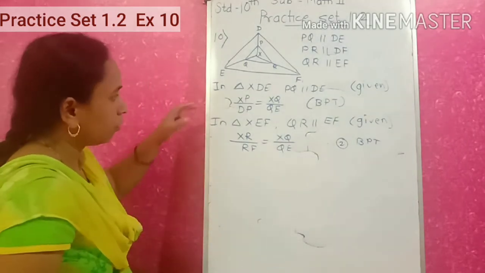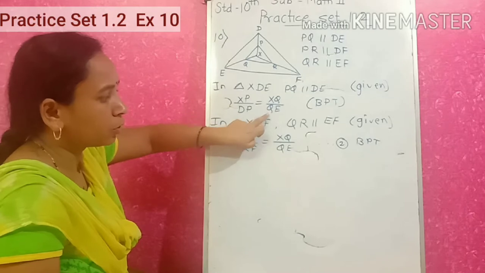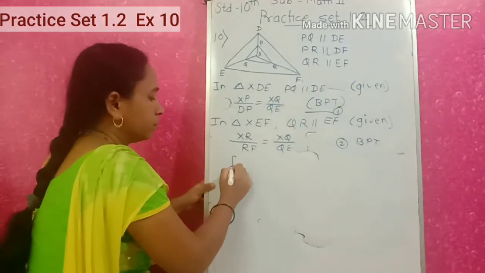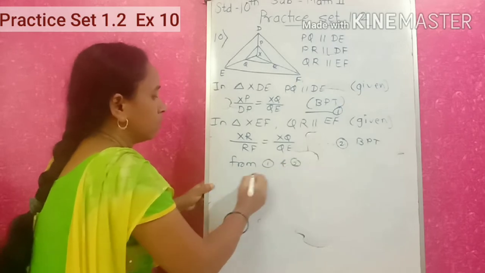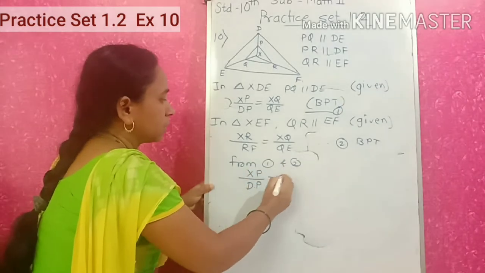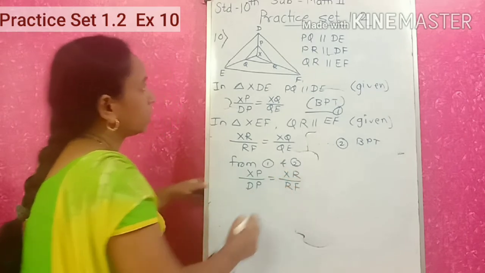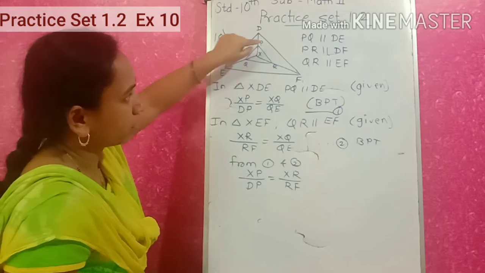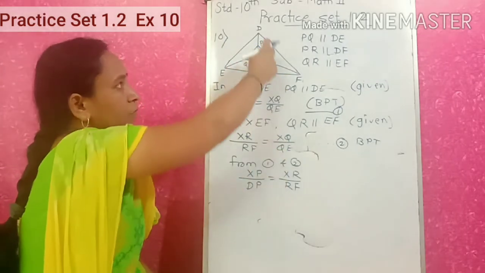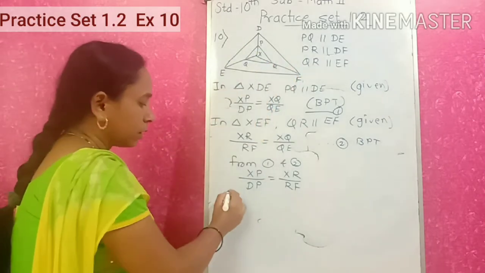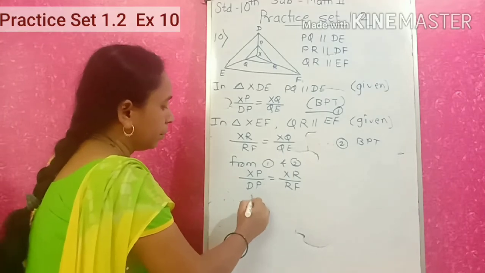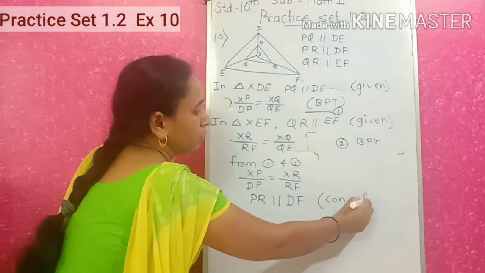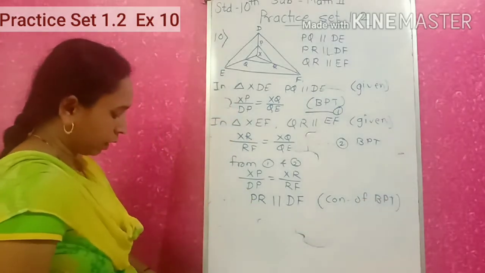Reason is BPT. Now from 1 and 2, if you observe the RHS, XQ upon QE, XQ upon QE, these two are equal. So from 1 and 2, you will get XP upon DP is equal to XR upon RF. Check it. XP upon DP means this ratio of this triangle, XR upon RF. So this is applicable for the third triangle DXF. Therefore by converse of BPT, you can say that PR is parallel to DF. What is the reason? Converse of BPT. And hence it is proved.